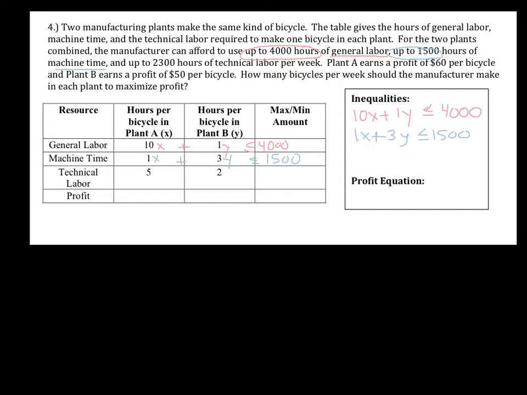Then we've got technical labor. So 5 hours of technical labor for each bike in Plant A, plus 2 hours of technical labor for each bike in Plant B. And they're saying up to 2,300 hours. So no more than means less than or equal to 2,300. So our third inequality, 5x plus 2y, less than or equal to 2,300.